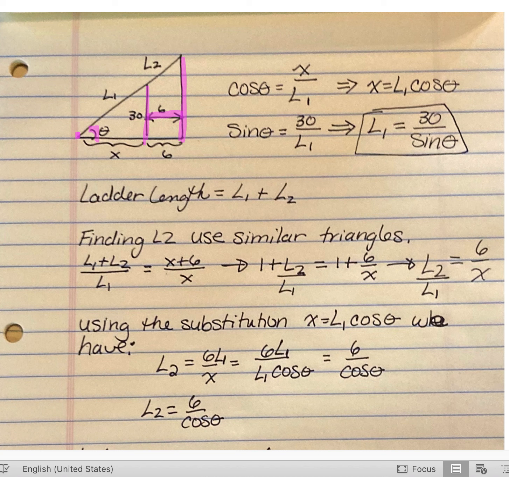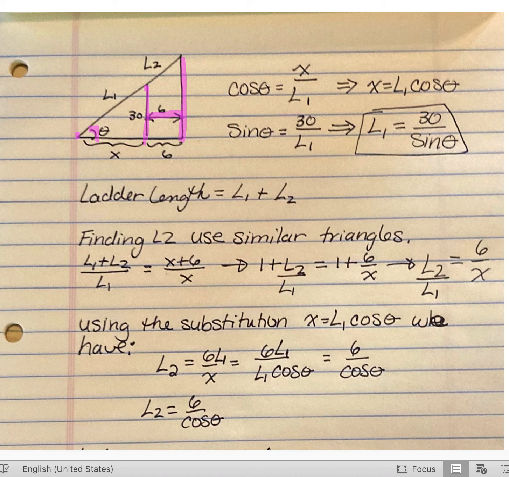Now, we want to find the length of the shortest ladder that will reach from the ground over the fence to the wall of the building. So the first thing we need to do in this example, it gives us a hint to split the ladder into two parts. So that was a big hint. And we need to write the length of the ladder in terms of theta.